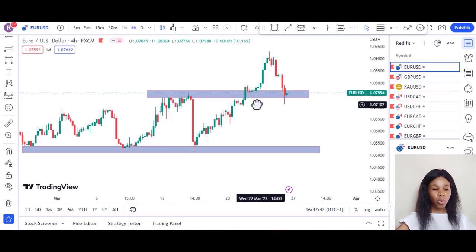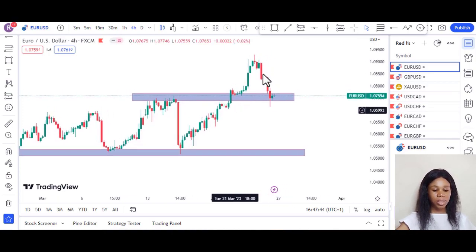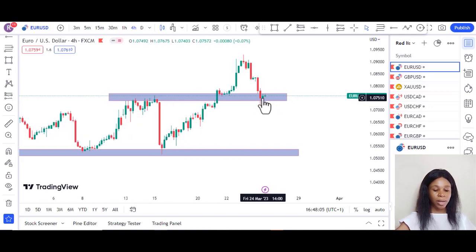But if we look closely on this chart, we can see a shift in momentum. We can see that the bears are gaining control of the market. We can see a break at this zone, a break at this zone and a weak rejection. So I will keep an eye on this zone to see how price reacts here to continue with the buy.